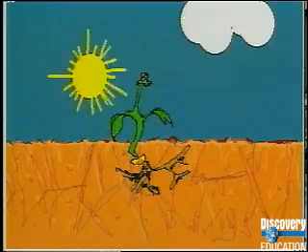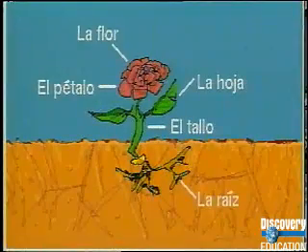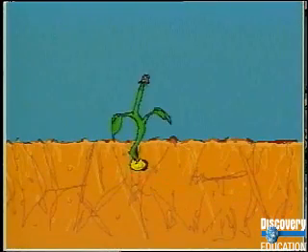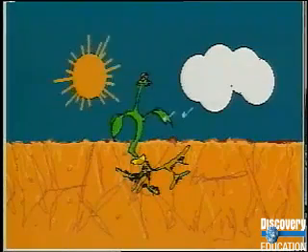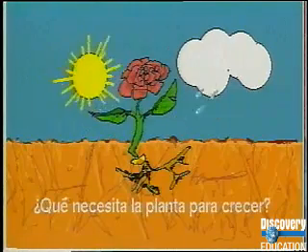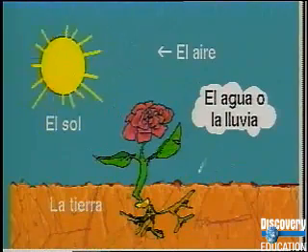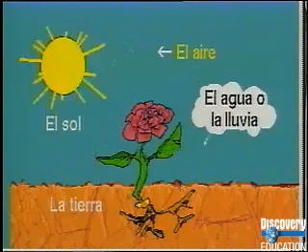La planta. ¿Cuáles son las partes de la planta? La raíz, el tallo, la hoja, el pétalo, la flor. ¿Qué necesita la planta para crecer? El sol, el agua o la lluvia, la tierra, el aire.